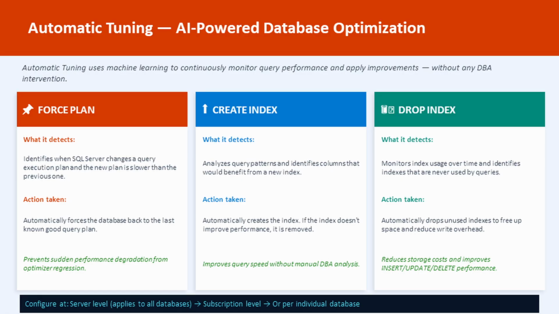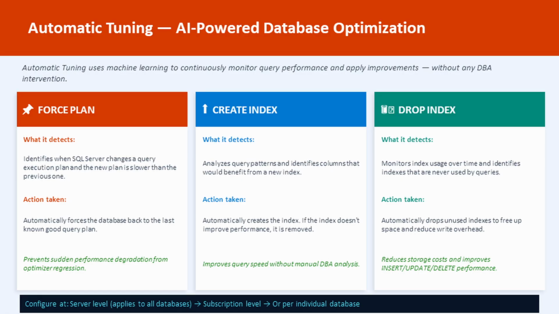These plans are cached and reused. But sometimes the optimizer generates a new plan that is actually slower than the one it replaced, a phenomenon called plan regression. Force plan detects when this happens, automatically forces SQL Server back to the last known good plan for that query, and prevents the performance regression from persisting. This alone can prevent significant, unexpected performance degradation.